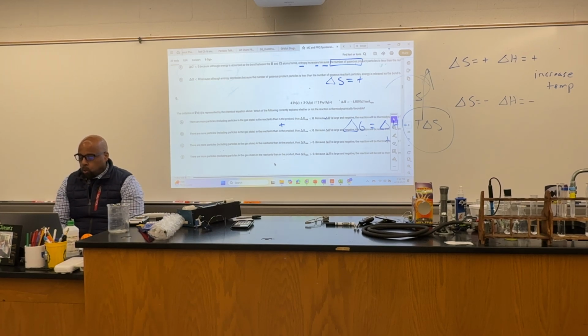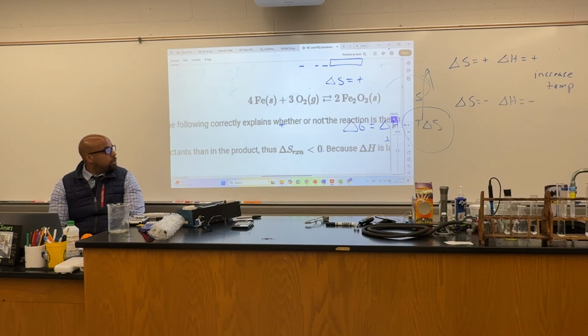Delta S. Ooh, let me look at that reaction. Is that delta S going to be a positive or a negative? Negative. Look at it closely. So we got a solid and a gas, and it's now going all into a solid. So that's going to be what? Negative, right? It's becoming more organized.